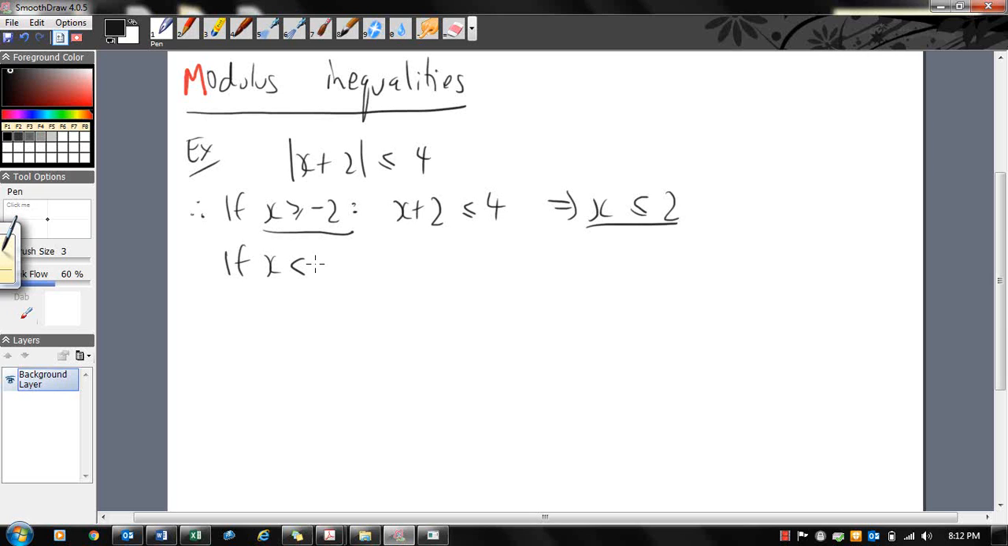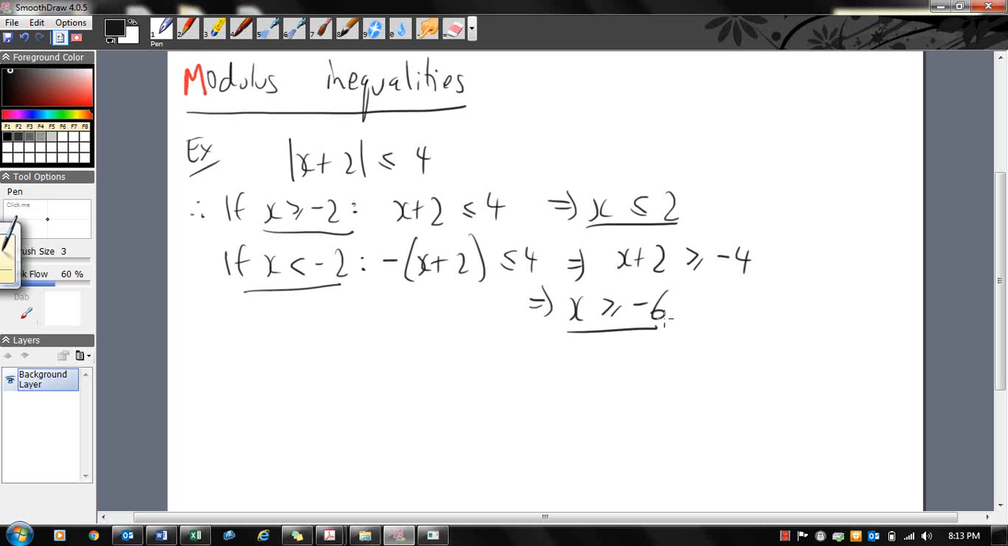Let's just have a look at what else happens. If x is less than negative 2, then that becomes negative inside there, for any number that's less than negative 2. And so the modulus sign times it by negative 1. Let's just multiply both sides by negative 1. So we've got x plus 2. Remember, when you're multiplying by a negative number with inequalities, you swap the sign. And so you get negative 4 here. Solve that, subtract 2 from both sides, and you get negative 6.